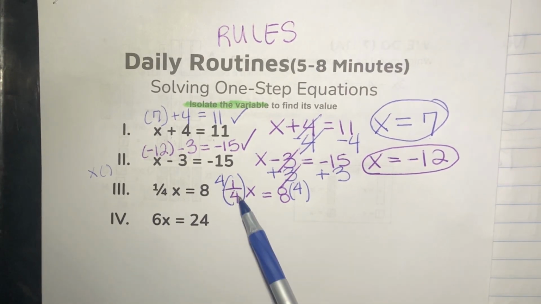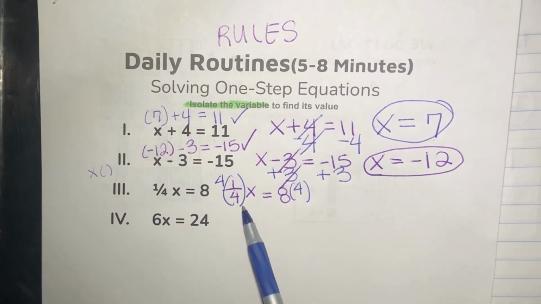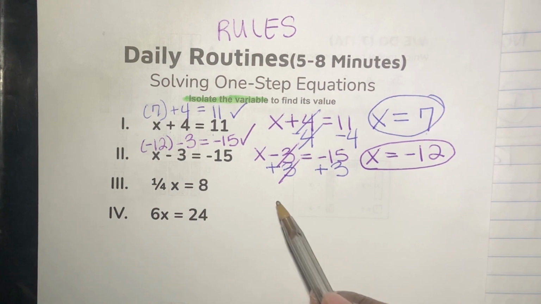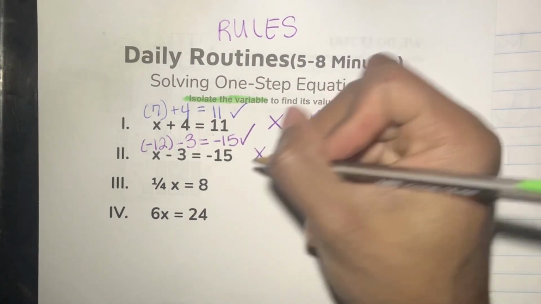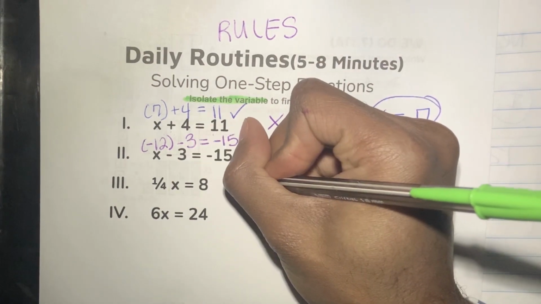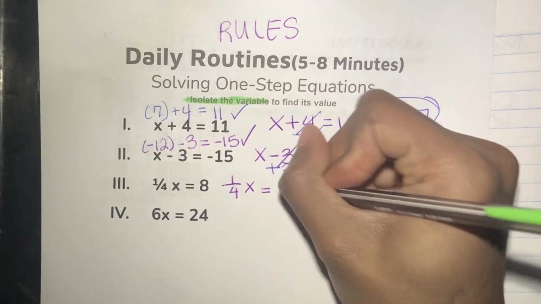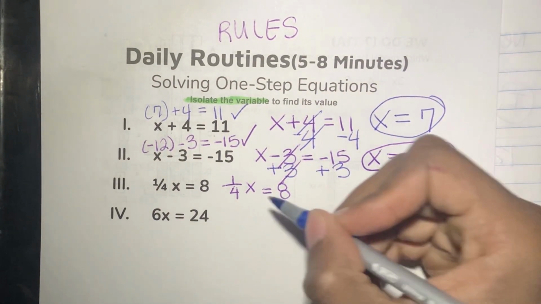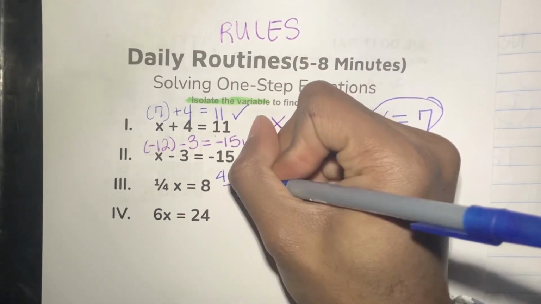So 4 multiplied by 1/4, well, 4 times 1 is 4. 4 divided by 4 is 1. And what's 1 times x? So 4 multiplied by 1/4 x is just simply x. So we're going to get x is equal to 8 times 4. Well, 8 plus 8 is 16, plus 8 again is 24, plus another 8 would be 32. So this is saying that x is equal to 32.